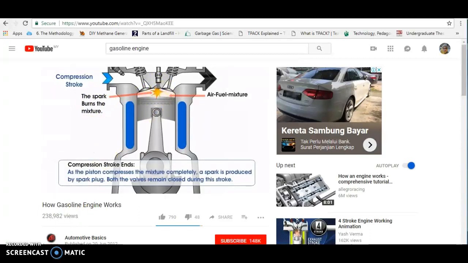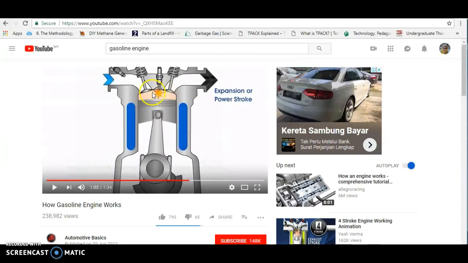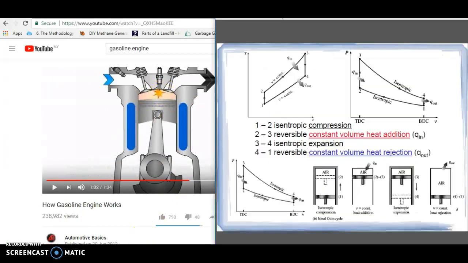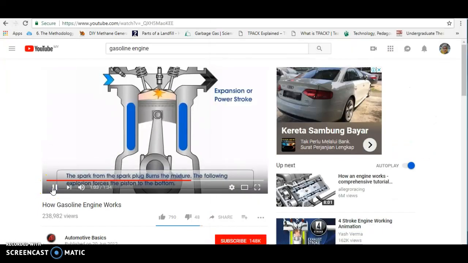Once the mixture is burned, if you have a look at here, this is the constant volume phase. So this is why your combustion is happening at constant volume. Okay, your piston is fixed, stopped right here, while the process of combustion is happening. That's why you have Q in, where the combustion process is happening at constant volume. So let's watch this one.